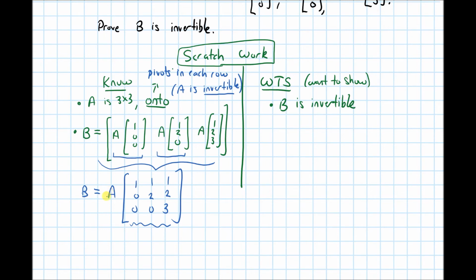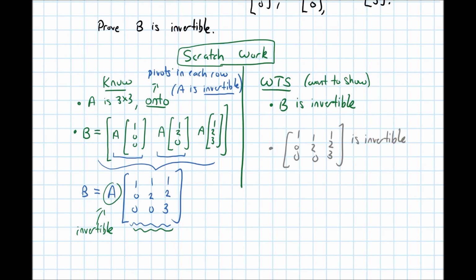Well, we know that A is invertible. So it would be really nice if this other matrix was invertible. It would be really nice if that was the case. So I'm going to put that in the want to show column. I want to show that the matrix 1, 0, 0, 1, 2, 0, 1, 2, 3 is invertible.